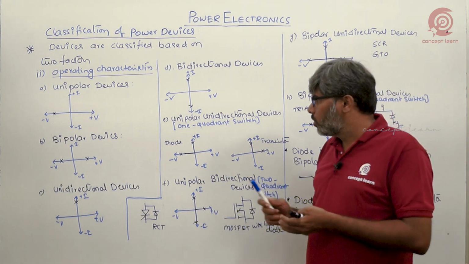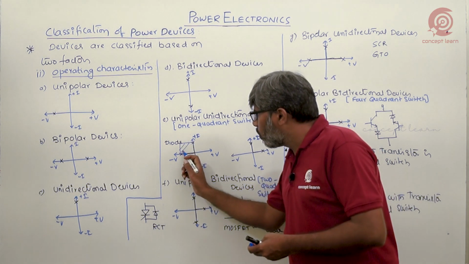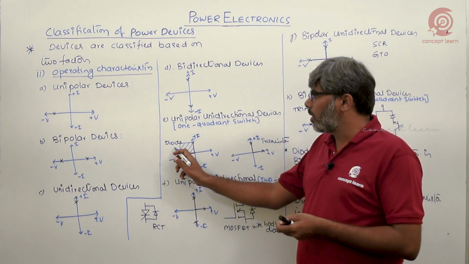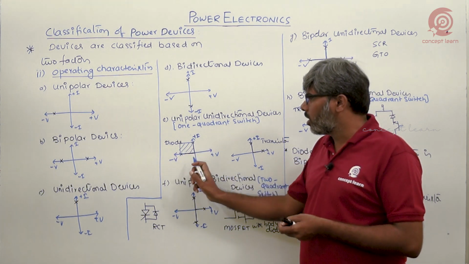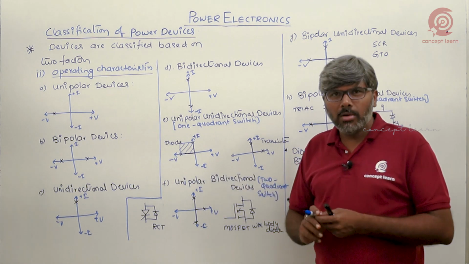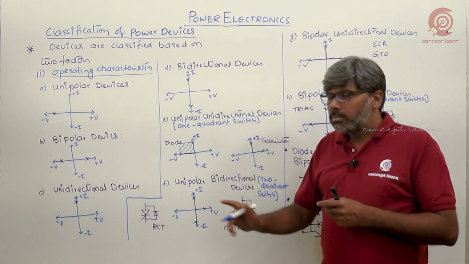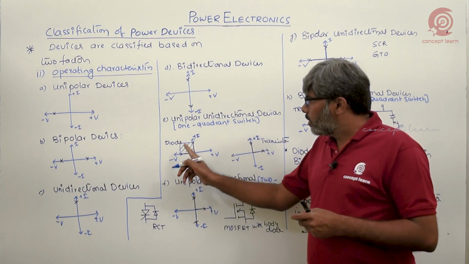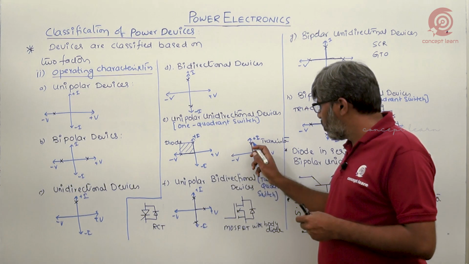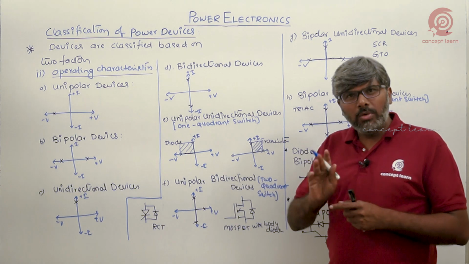When you observe the operating characteristics of these two, this is the quadrant operation of the diode. This is the first quadrant, second quadrant, third quadrant, fourth quadrant. The diode gives operation in the second quadrant, but only one quadrant always. Similarly, when you come to the transistor, it gives operation in the first quadrant and again only one quadrant.